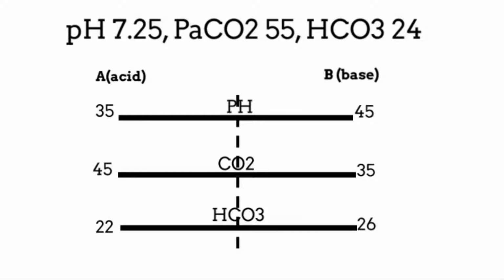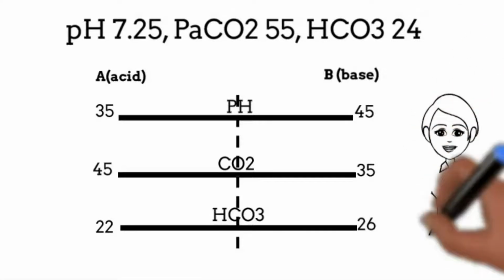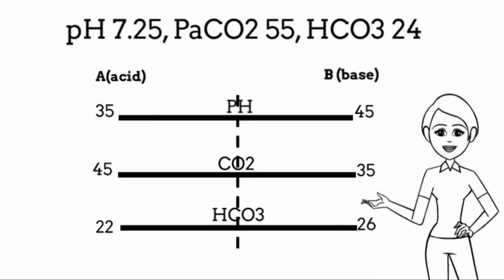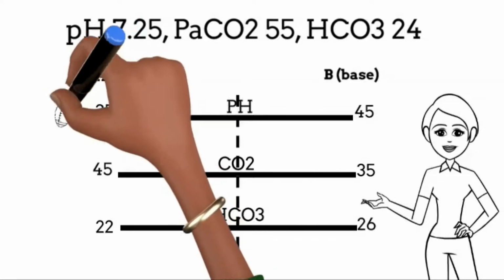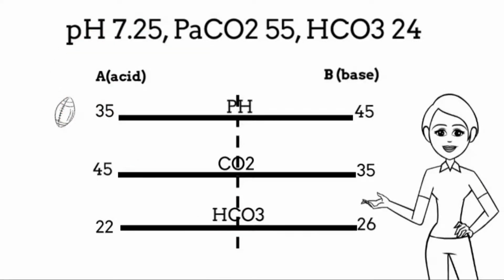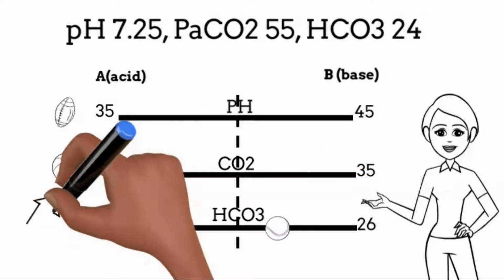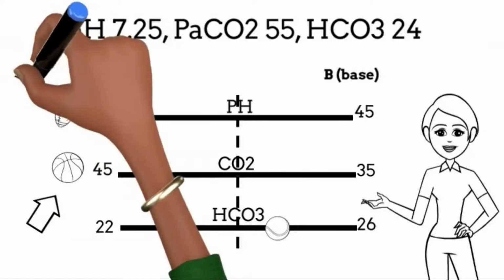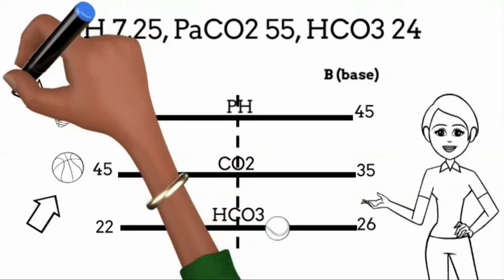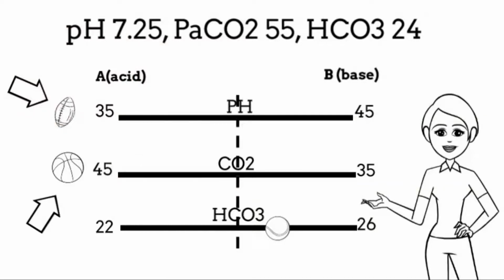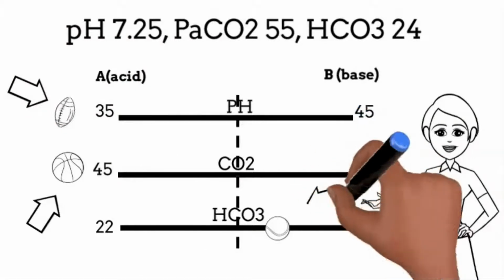Let's interpret this ABG. First, plot your numbers. pH is 7.25, CO2 is 55, and bicarb is 24. Note where your players are. pH and CO2 are on the same side, and your bicarb is still on the line.